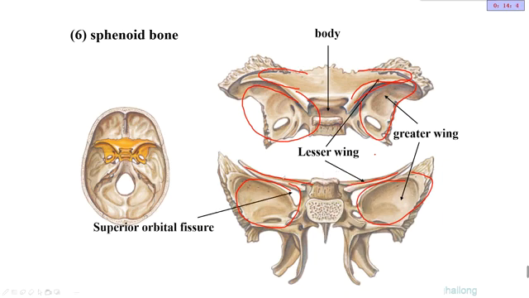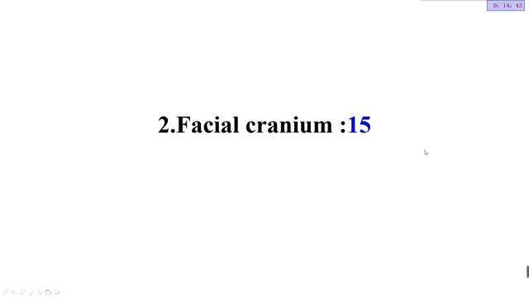And between the greater wing and the lesser wing there is a fissure. The fissure between them is very narrow but very long. This one is the superior orbital fissure, which communicates with our orbit. So some nerves and blood vessels, when they enter your orbit, will pass through this fissure. And there is another process going downwards. The pterygoid process goes downwards and forms the lateral wall of your nasal cavity. Okay, that's about the cerebral cranium.